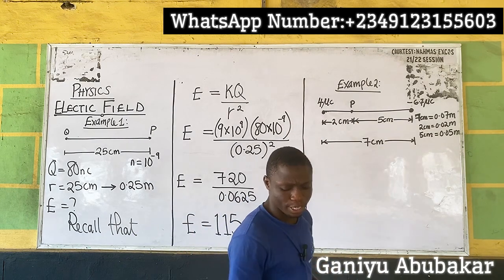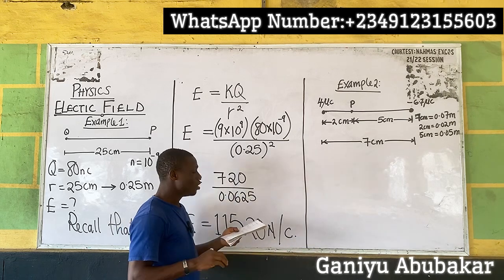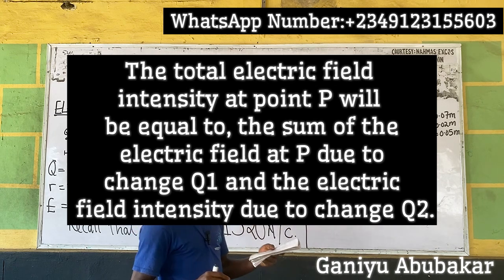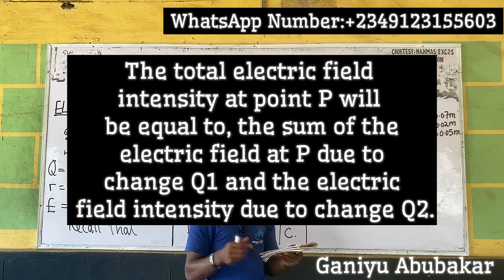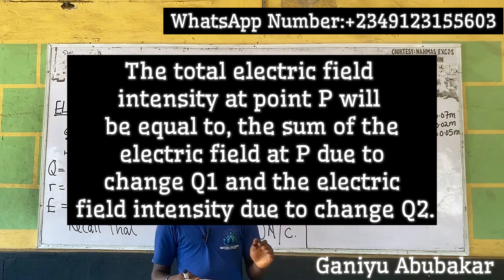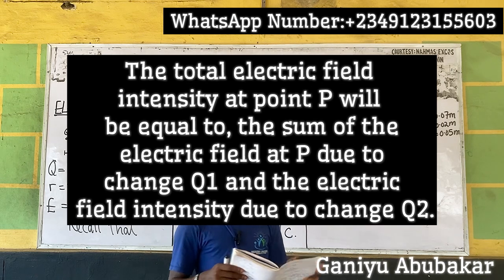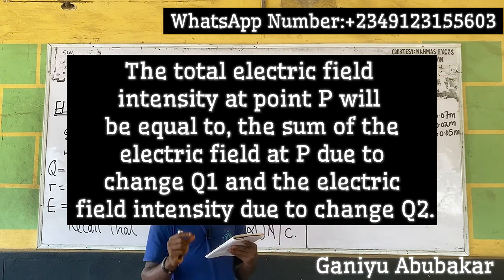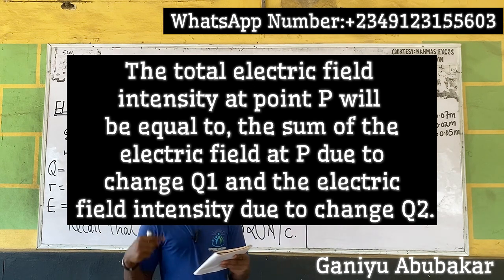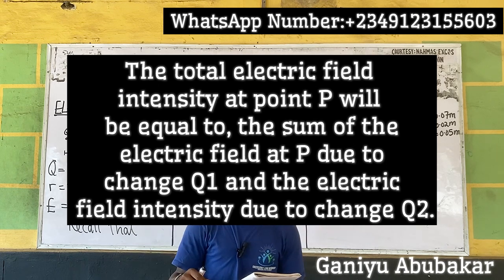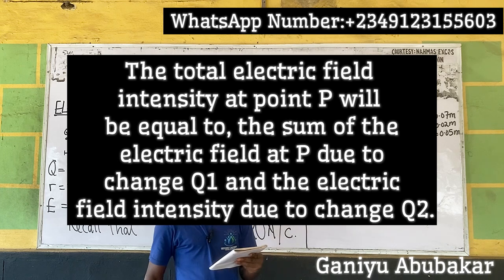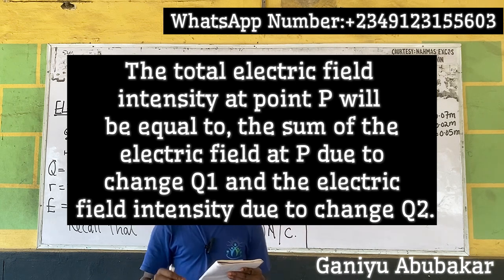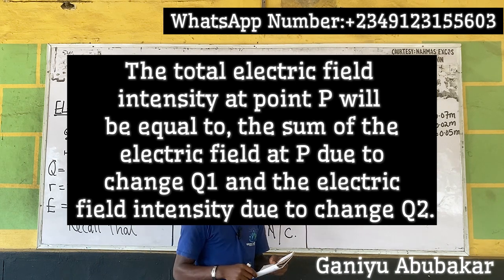So here's the concept, please. Note this key point: the total electric field intensity at point P will be equal to the sum of the electric field at point P due to charge Q1 and the electric field intensity due to charge Q2.